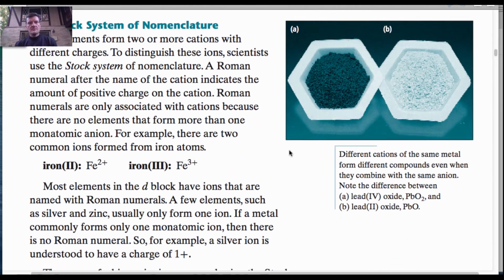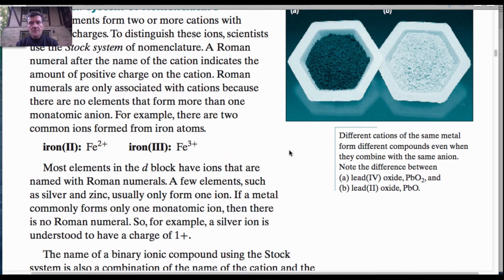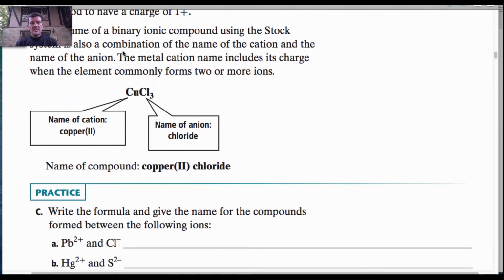Okay? Now, I mentioned before there are some metals, the transition metals, the transition elements, that could have multiple charges. So what do we do about that? How am I going to know which one it is? Well, that's why we're going to use a Roman numeral to show which ion we're using. Are we using iron 2+ or iron 3+? And we're just going to name that iron 2 if we use the 2+, iron 3 if we use the 3+. It's just that simple. Okay? This is called the stock system of naming ionic compounds.